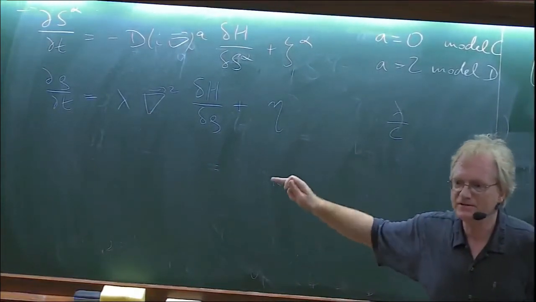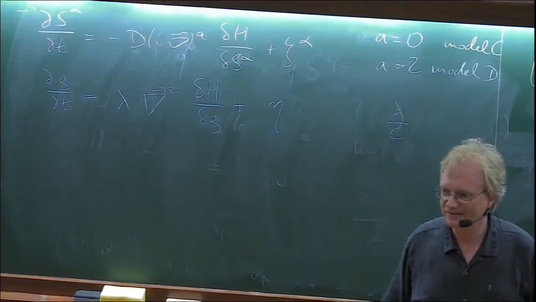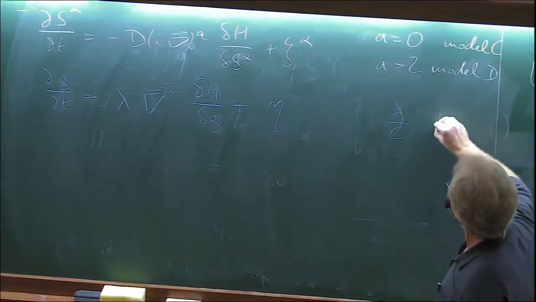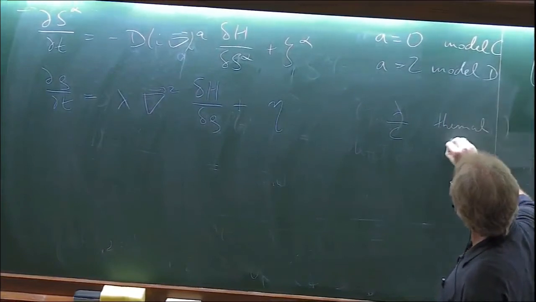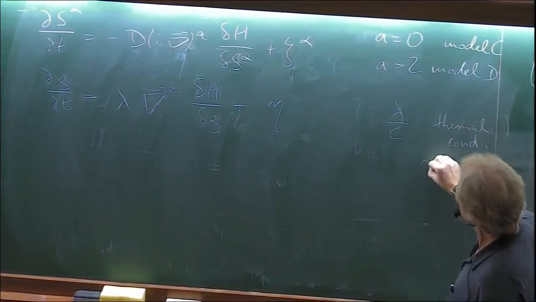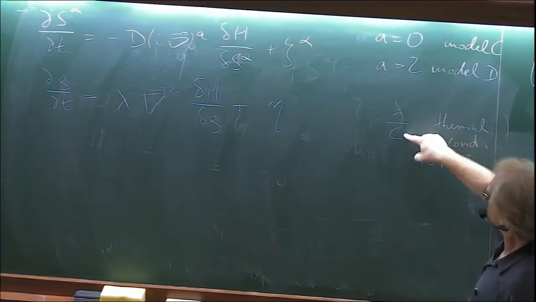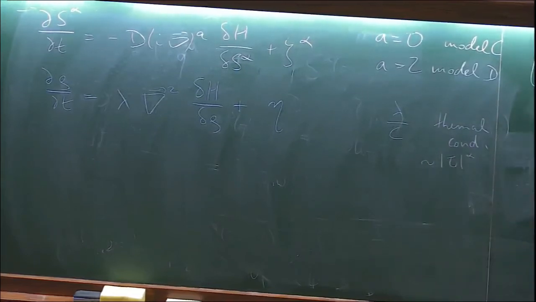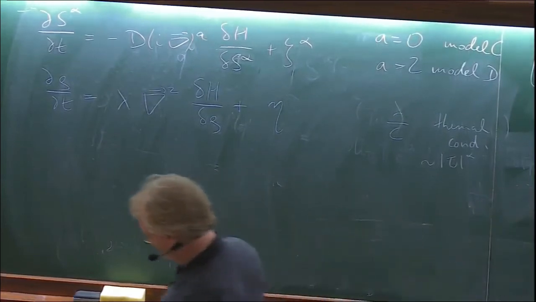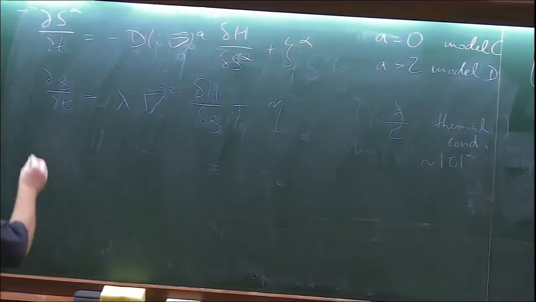So heat diffusivity is not usually called heat diffusivity, but thermal conductivity. So this is the thermal conductivity. And it will scale as tau to the alpha because 1 over c scales as tau to the minus alpha. Okay, actually I think that might be good enough to get to the exponents. Right. Maybe yes. Okay.